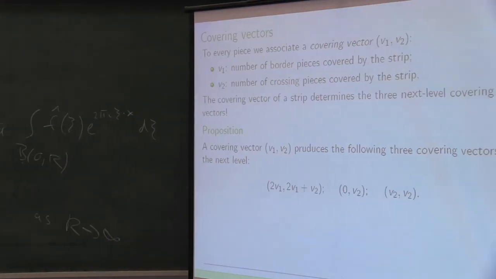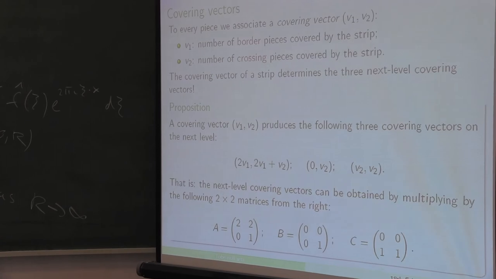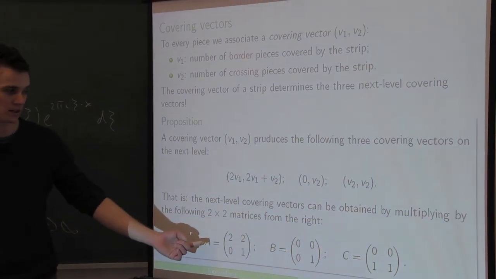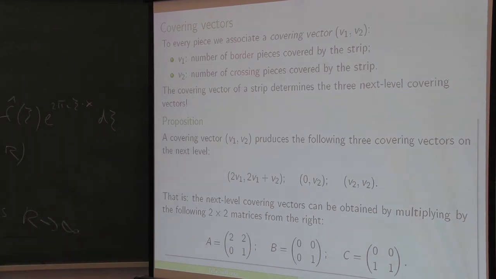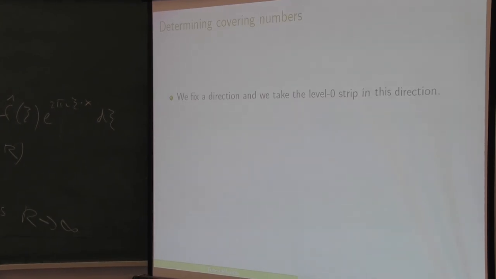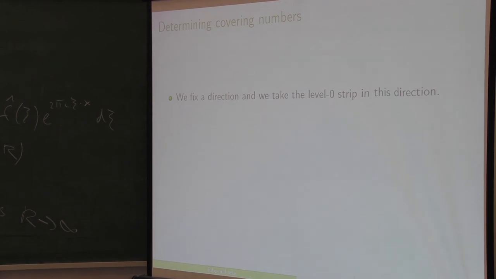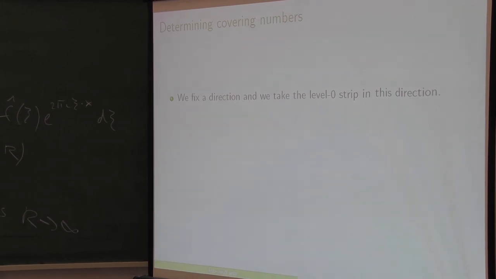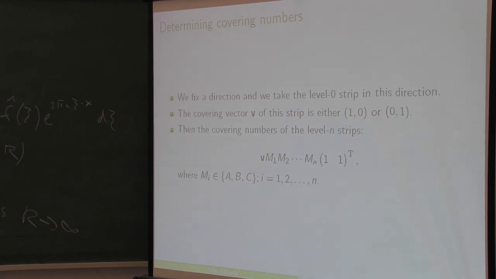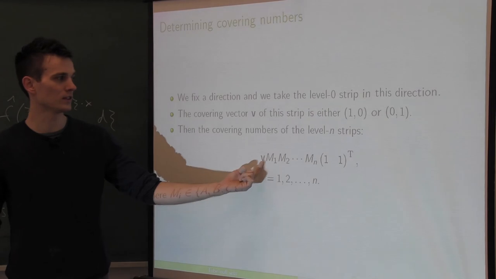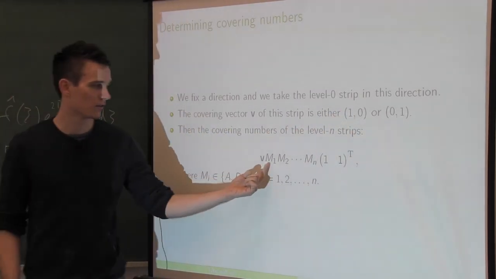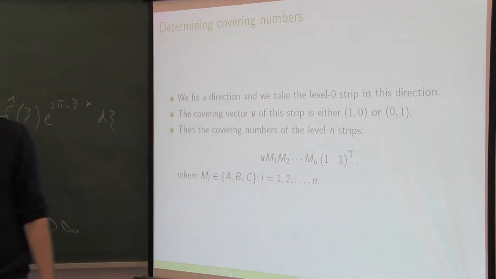And this is where the 2x2 matrices come into the picture, because this is simply multiplication by these matrices. So to get the covering numbers, you fix a direction, and you take the level zero strip in that direction, and you take the covering vector. It's either 1, 0, or 0, 1, depending on whether you pick the horizontal one or one of the other two directions. And then you start multiplying this covering vector V, either 1, 0 or 0, 1, from the right by one of these matrices.